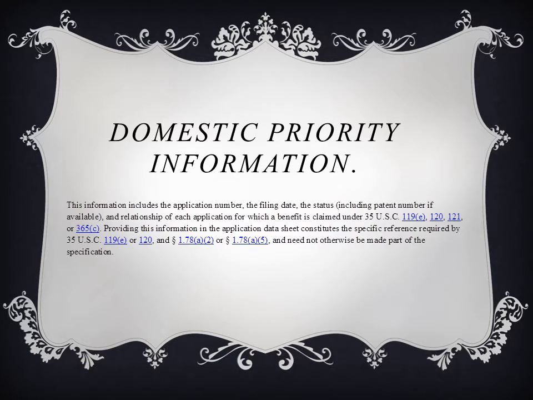Domestic priority information. This information includes the application number, the filing date, the status, including patent number if available, and relationship of each application for which benefit is claimed under 35 U.S.C. 119(e), 120, 121, or 365(c). Providing this information in the application data sheet constitutes the specific reference required by 35 U.S.C. 119(e) or 120 and need not otherwise be made part of the specification.